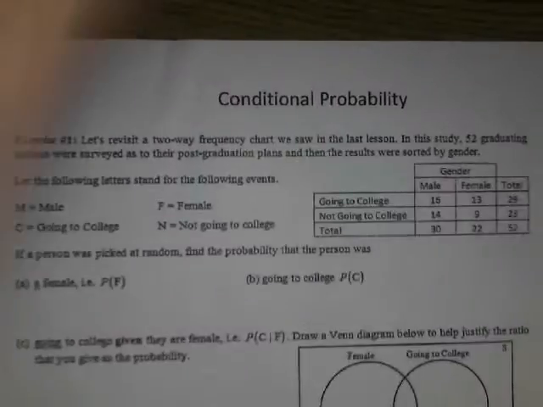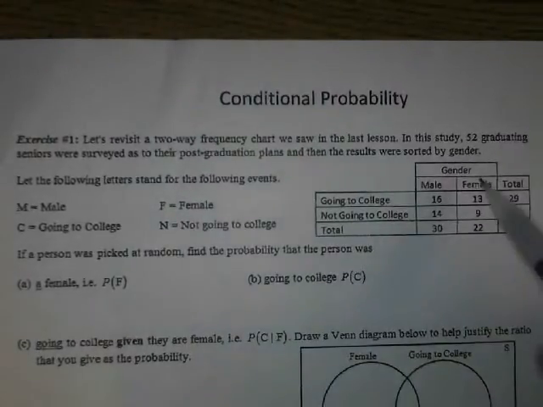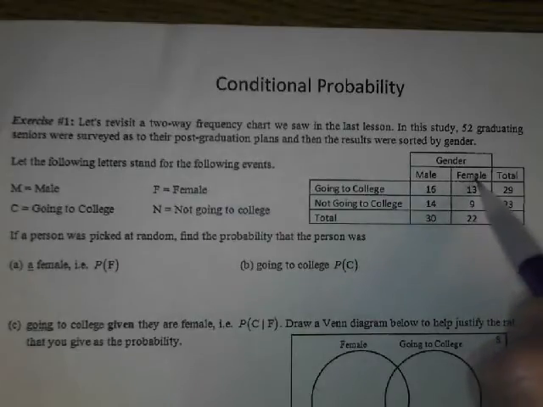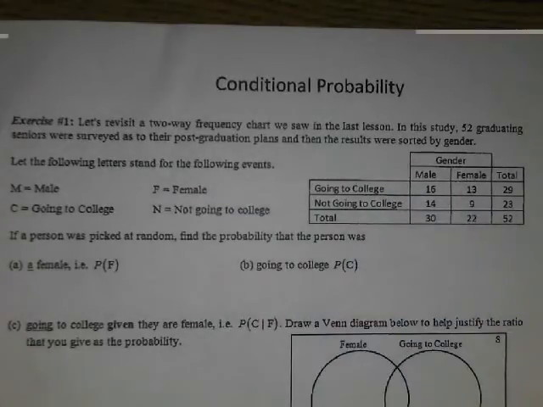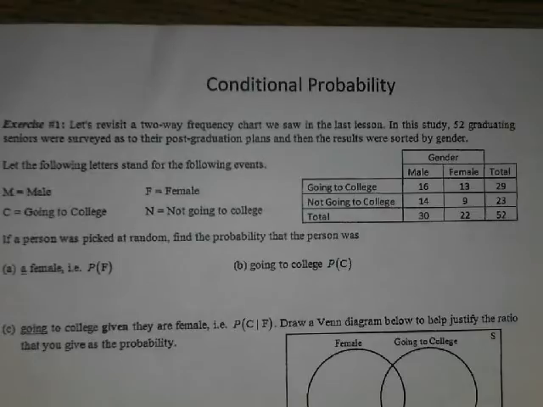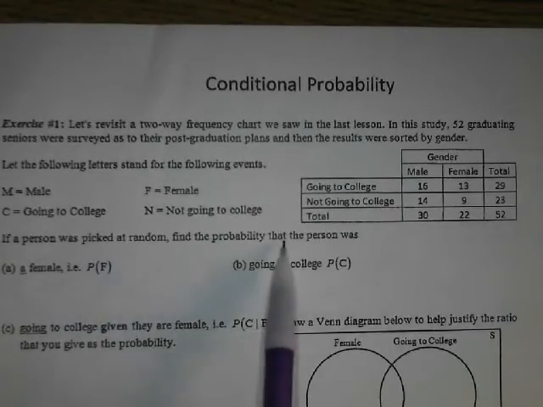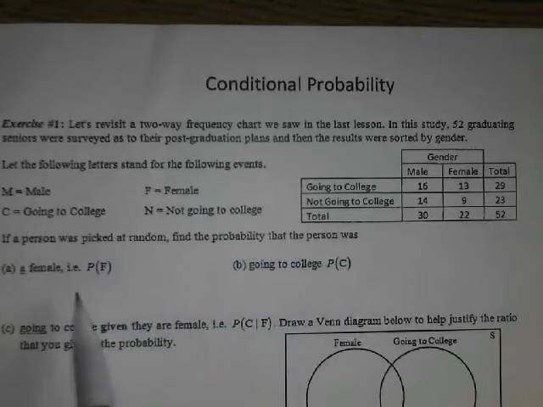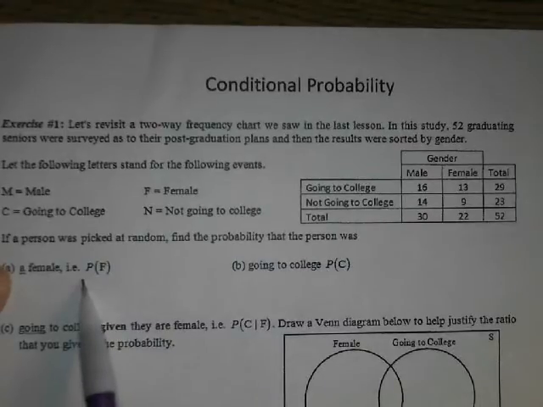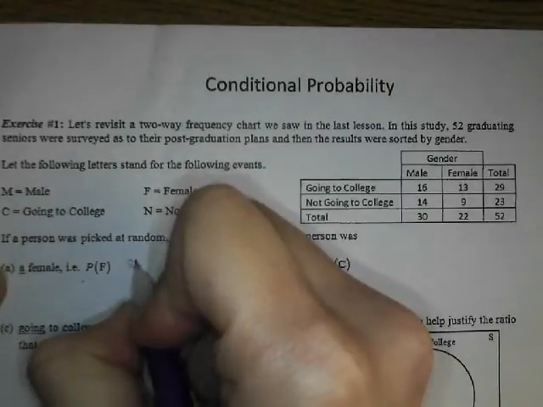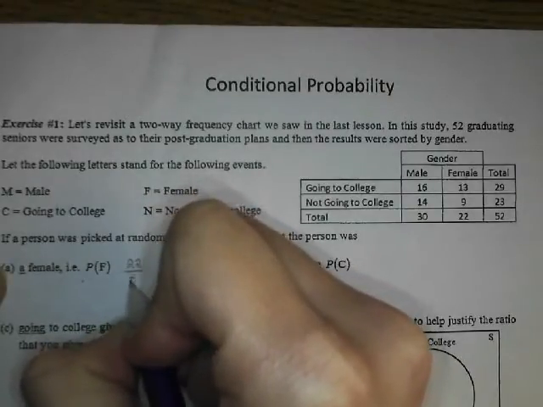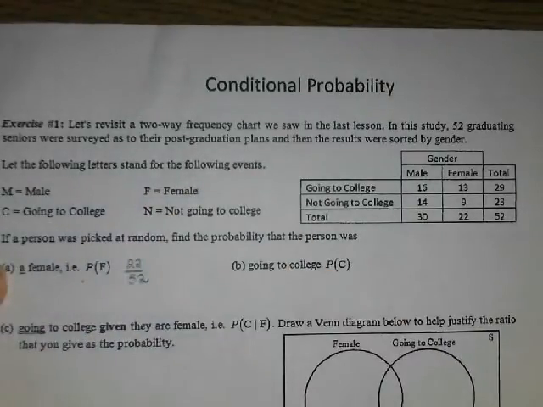So, first exercise, we're reviewing this same two-way frequency table we saw yesterday. 52 total graduating seniors, and we're trying to take a look at the gender and whether or not they're planning on going to college. If a person was picked at random, the probability that the person was female, how many females are there, Anthony? 22. Out of how many total people? 52. All right, so there's our probability of being female.